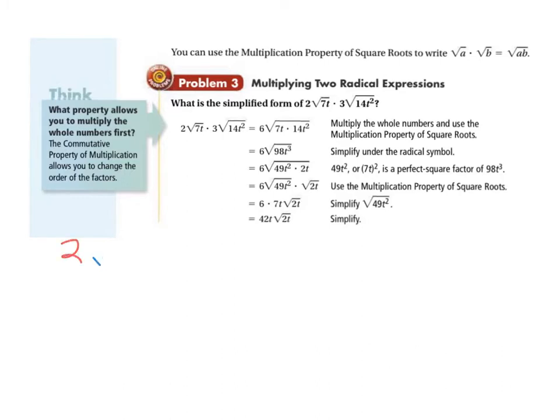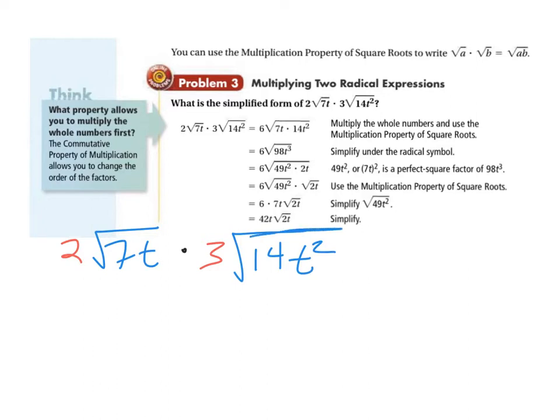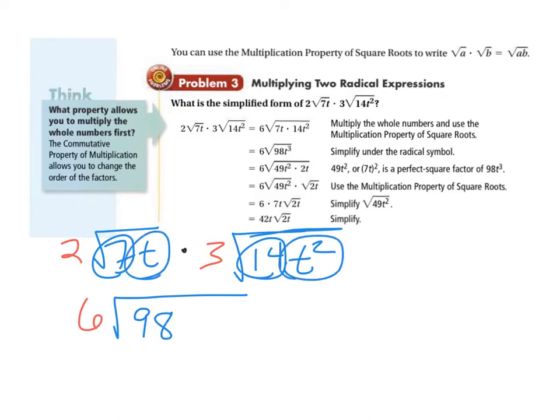2, and then we have square root of 7t times 3, and then square root of 14t squared. So we're going to go back and multiply first, then come back through and simplify. So the 3 times the 2 just makes 6 out in front. That doesn't change. The inside, I'm going to have 7 times 14, which is 98. And then t to the first power times t squared is t cubed. Now that looks nice, right?